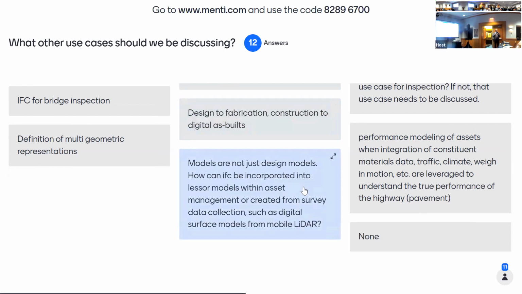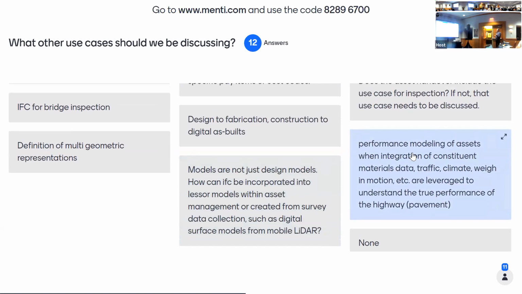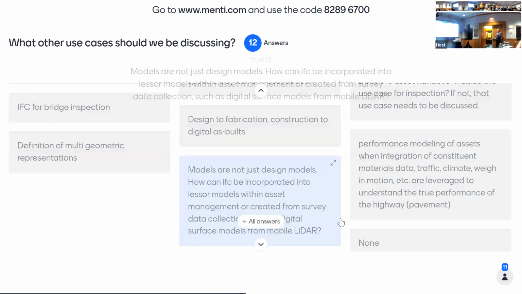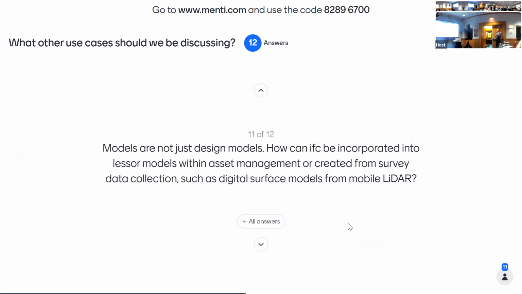Is that a description of the process? Models are just design models. How can I see the incorporated lesson models with asset management or created from survey data to visual service model with mobile LiDAR?